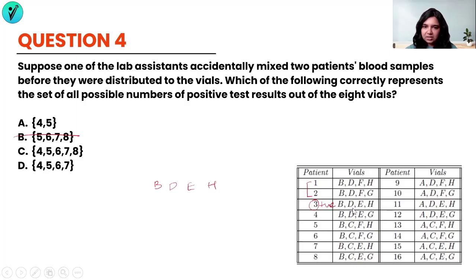What can be another situation which can give me the other values as well? If I take patients 1 and 2 and one of them itself is positive, so let's say patient number 2 is positive, then what would happen? If they are mixed up, I would have B, D, F, G, and H, all 5 of them shown up as positive because patient number 2 is positive and they have mixed the blood. So there can be 5 of them also that are shown as positive test results. So I have 4, I have 5 as well. Now 5 is there in all of them.